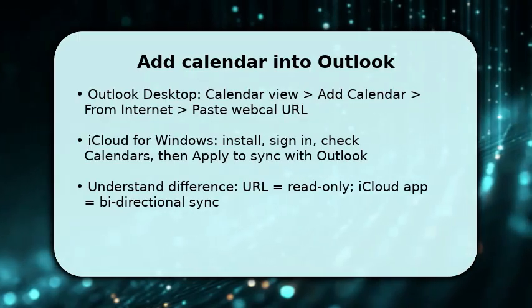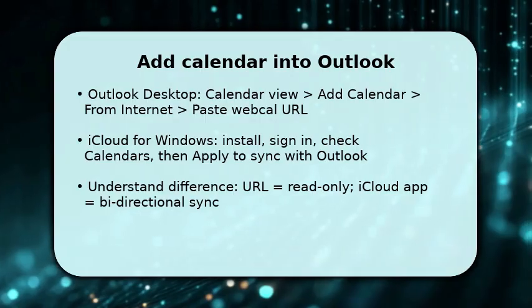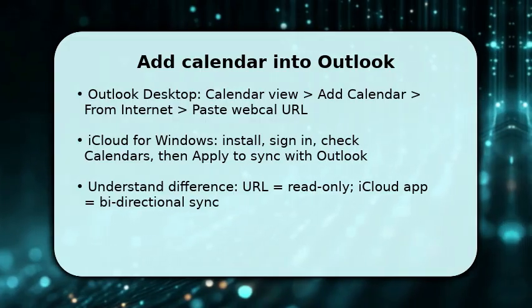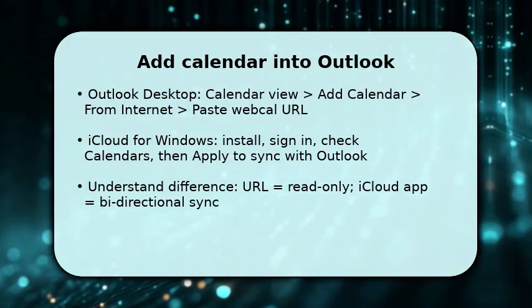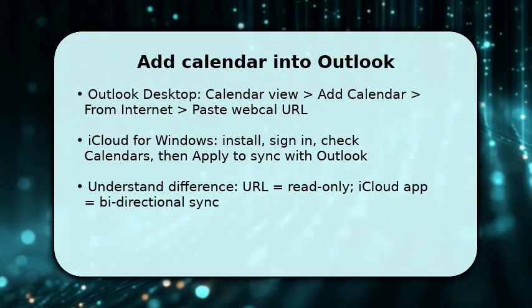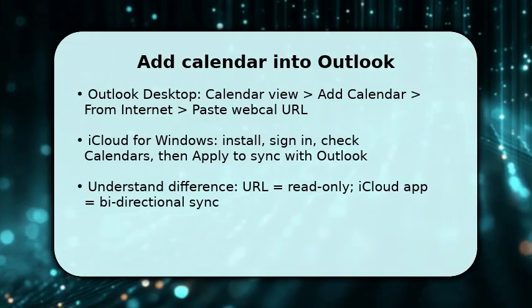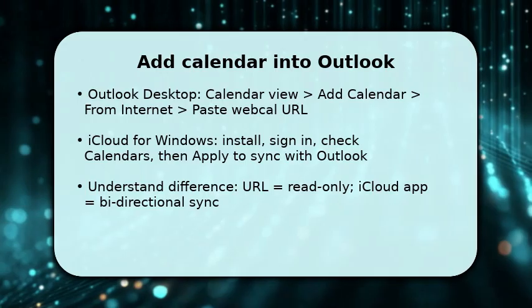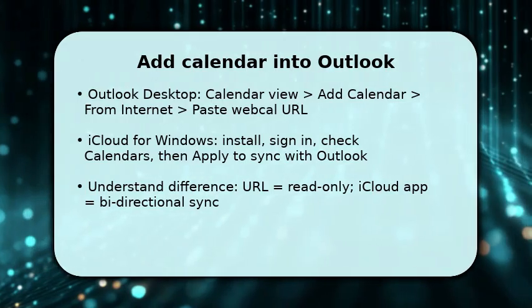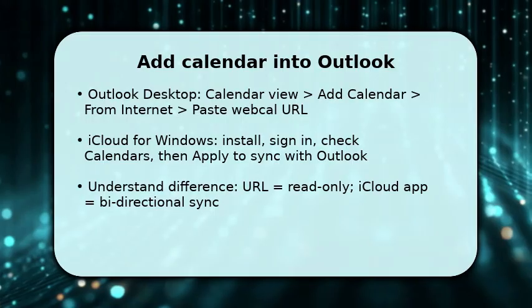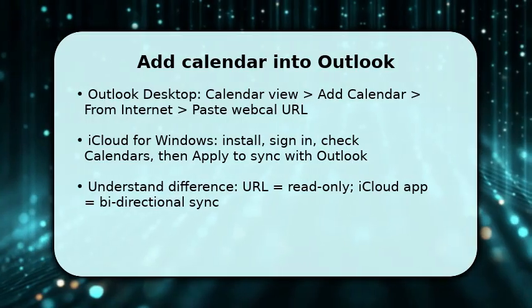If you're using the URL method, choose Add Calendar or Open Calendar from Internet, paste that webcal link, and subscribe. Outlook will import it as a read-only calendar. Alternatively, install iCloud for Windows, sign in with your Apple ID, check calendars, and press Apply. Outlook will show iCloud calendars with two-way syncing.